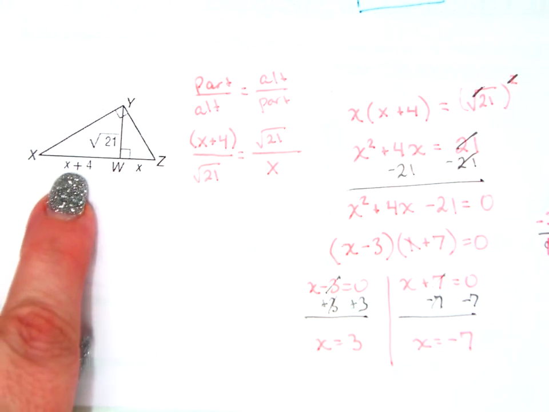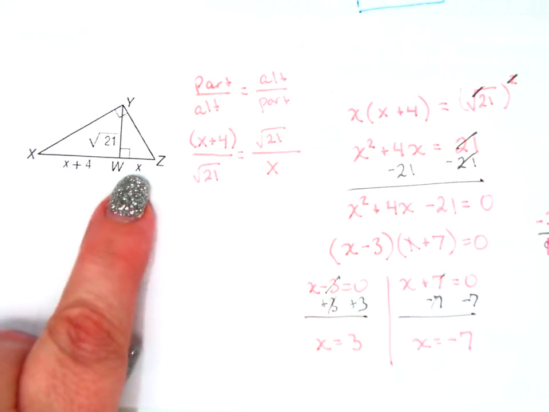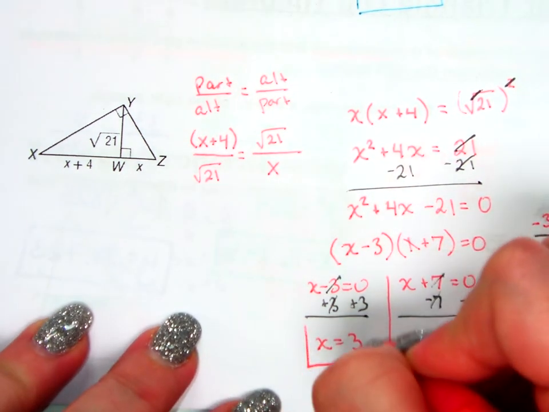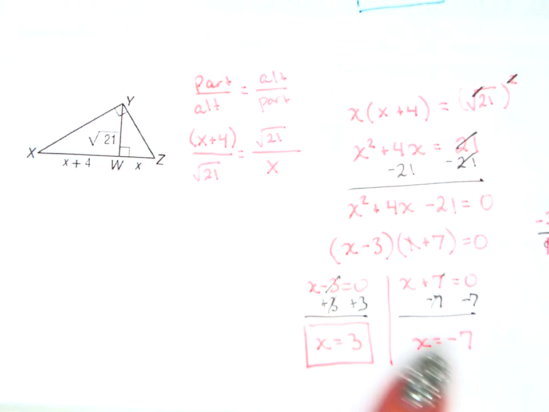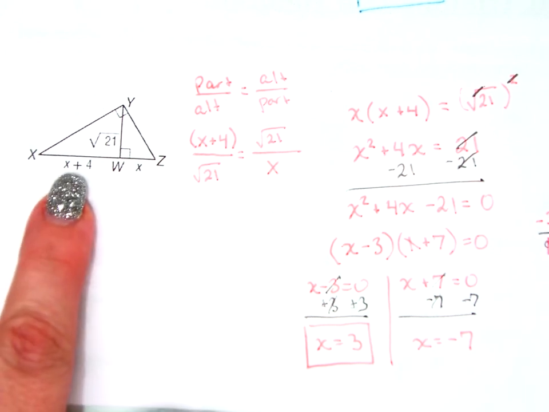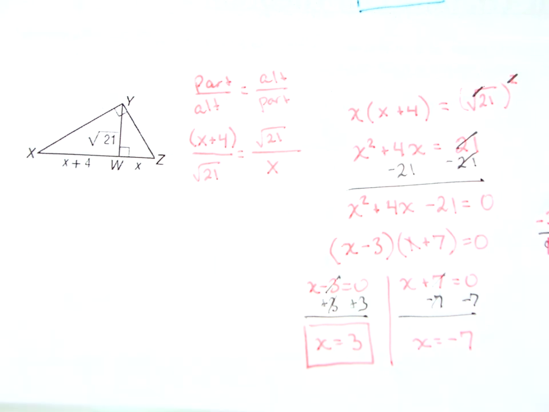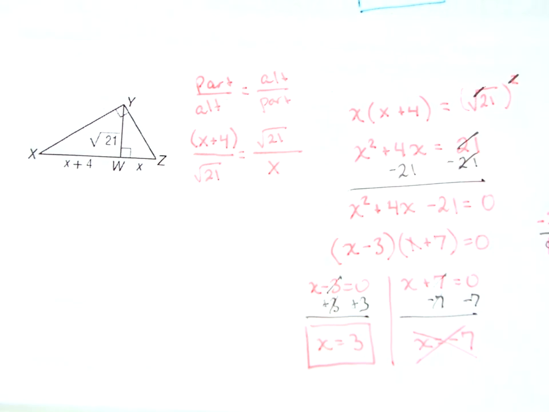Okay? If I put a 3 in, and I say 3 plus 4, XW is 7 units long. That's fine. I can have a 7-unit segment. If I put a 3 here, WZ is 3 units long. That's fine. So 3 works. If I put a negative 7 in, negative 7 plus 4 is a negative 3. Can I have negative 3 units? No, you can't have a negative segment. So this one does not work. X has to equal the positive 3.